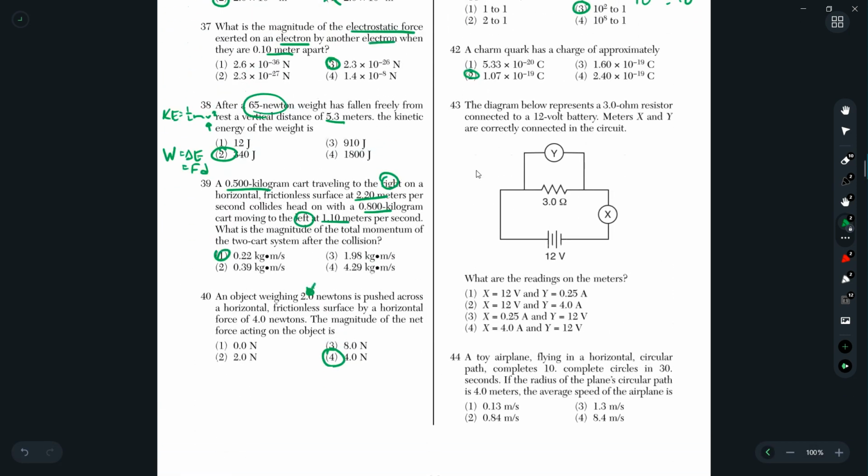Alright, here's a diagram. What are the readings? Okay, so how many volts are being used? Well, it's 12, but that has to be Y. So Y has to be 12, so these are off the table.